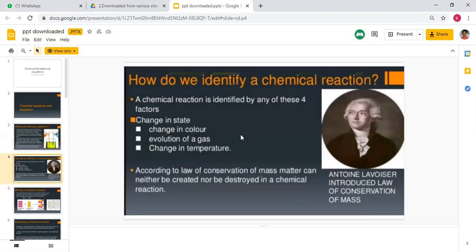This is the most important part. You know this particular name, Antoine Lavoisier. Who remembers this name, Antoine Lavoisier? And what did he do?